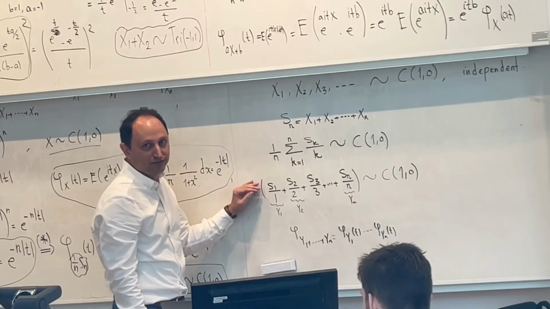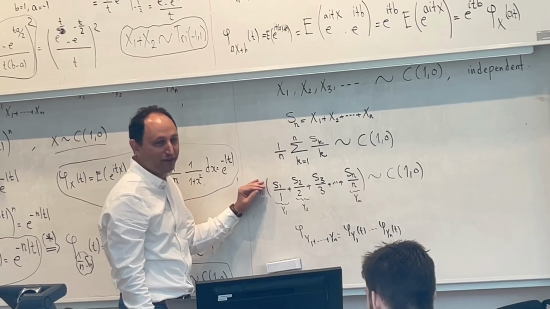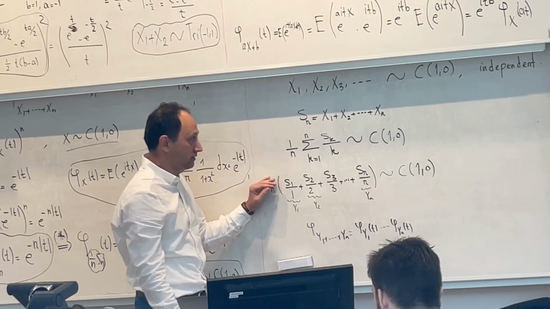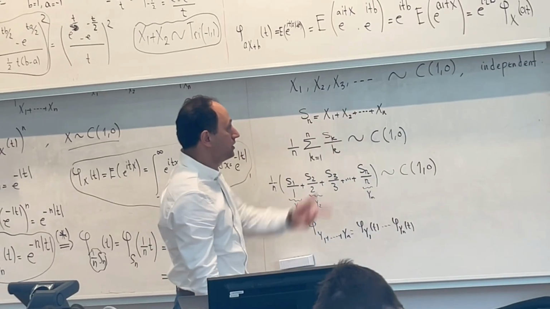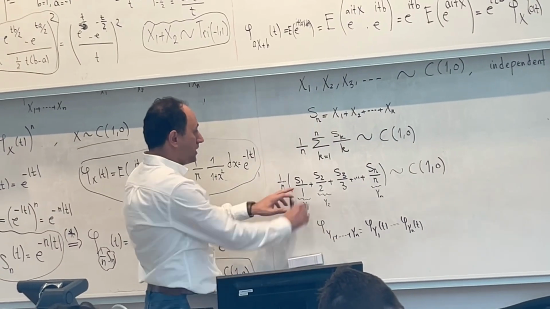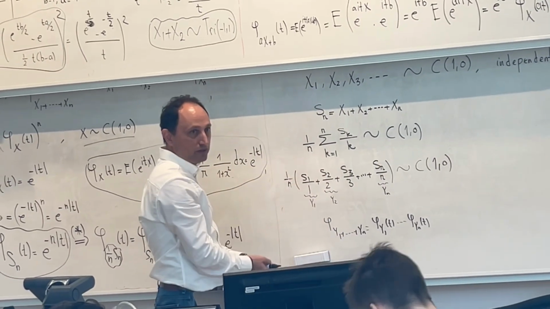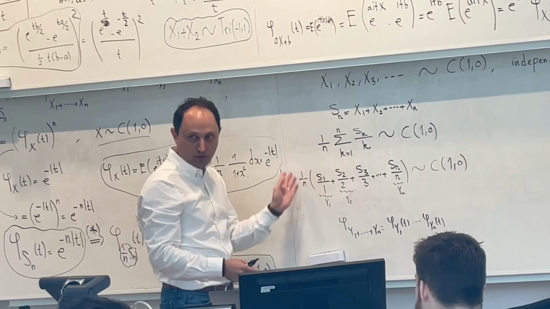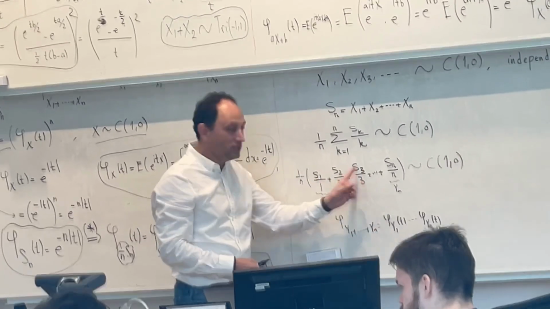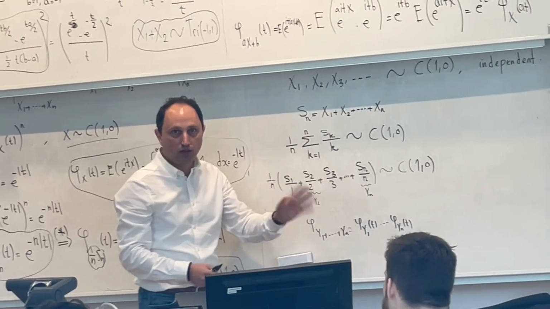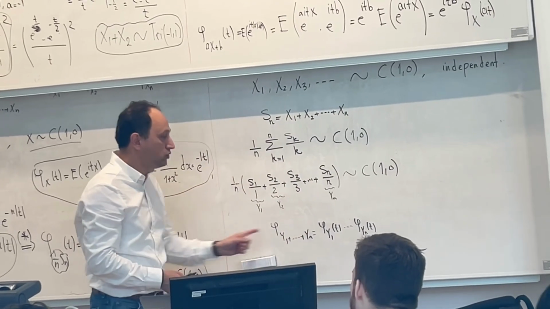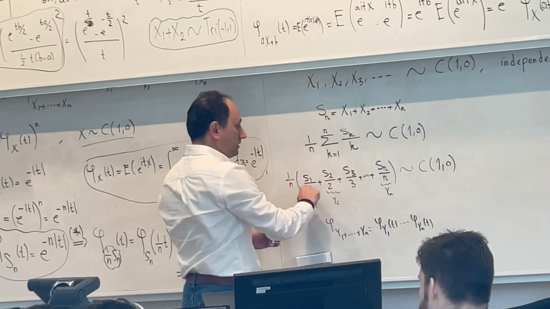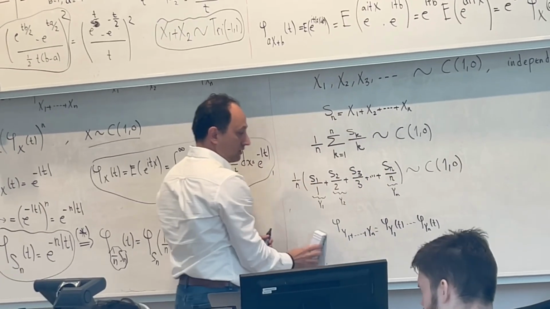Yes or no? If you're saying no, you have to defend. They are not independent. Even though x1, x2, x3 are independent, there is no guarantee that S1 and S2 are independent, because S1 is just x1, but S2 is x1 plus x2. So there is no guarantee that these random variables are independent. That's the hard part of the problem. So I cannot use this, so don't use this.